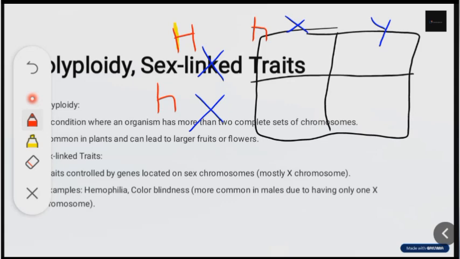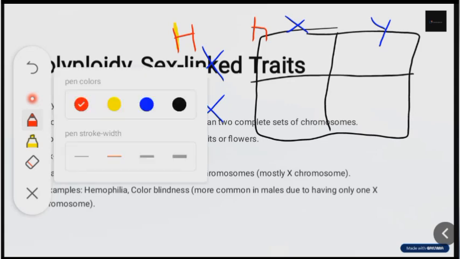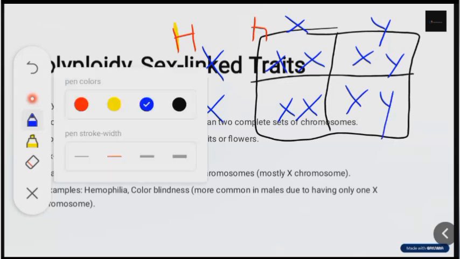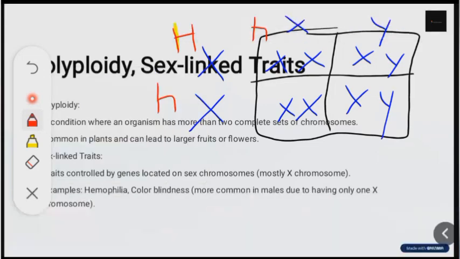If you mate these two, you are going to have XX, XX, XY, XY. Now, funny enough, this one will be a carrier. This one will be a carrier. This one will be a carrier. This child will be affected. Nothing will happen to this child. Nothing will happen to this child too. Is it making sense?